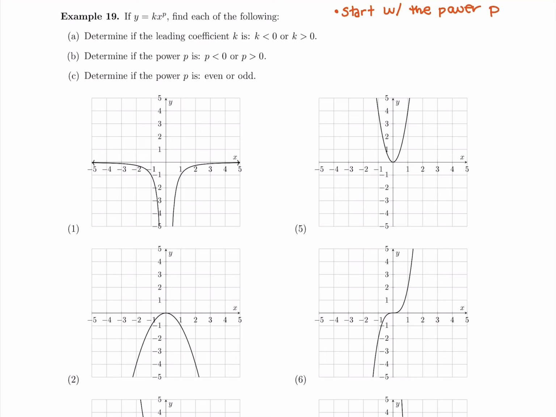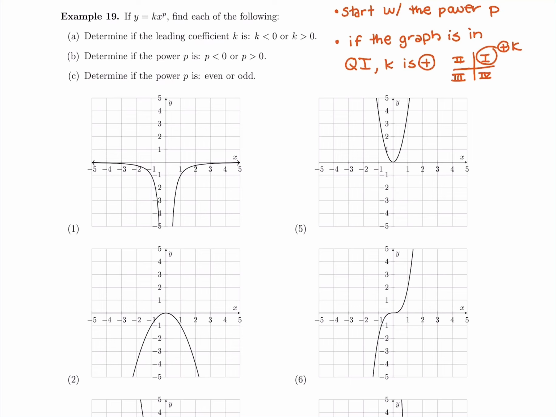We're going to look for the power first. Is it even? Is it odd? Is it positive? Is it negative? And then we want to keep in mind, if the graph is in quadrant 1, the first quadrant, K has to be positive. That coefficient K is positive, and we'll label it here if you don't know the quadrants: 1, 2, 3, and 4. If the graph is in quadrant 1, it has a positive coefficient.